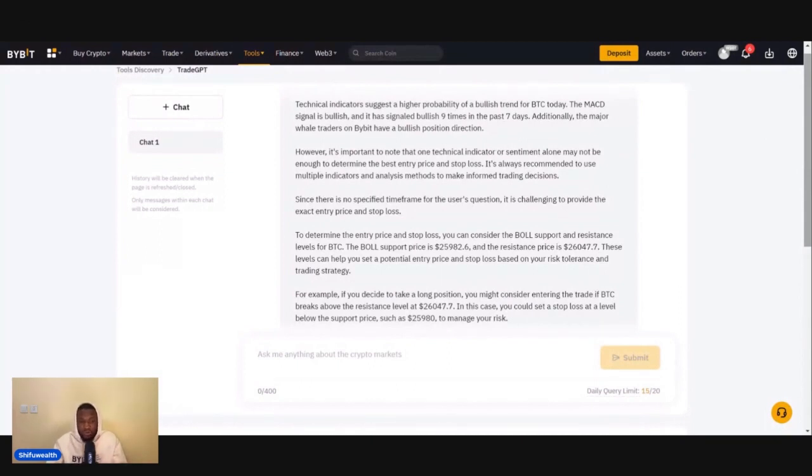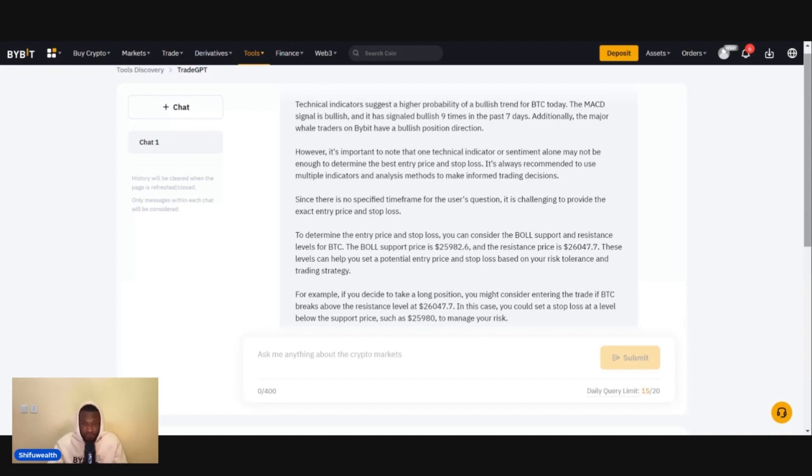Additionally, the major whale trader feature, which is one of the amazing tools here, also helps to reveal what the major whale traders on Bybit are doing, their buying and trading for the week or for the day. The major whale traders on Bybit have a bullish position direction. However, it's important to know that one technical indicator or sentiment alone may not be enough to determine the best entry price and stop loss, which is very true. It's always recommended to use multiple indicators and analysis methods to make informed trading decisions.